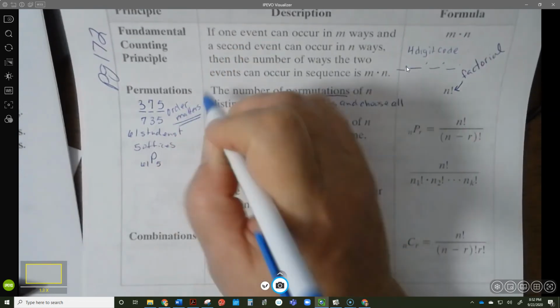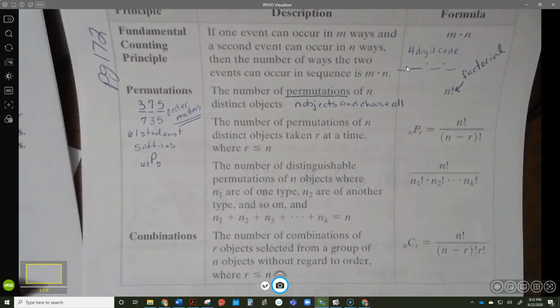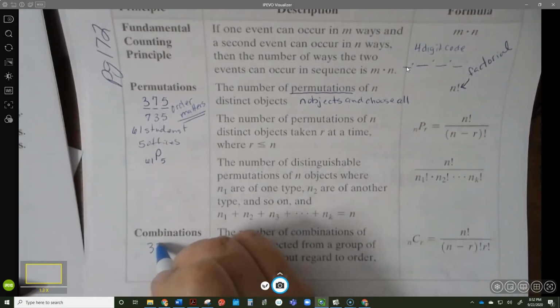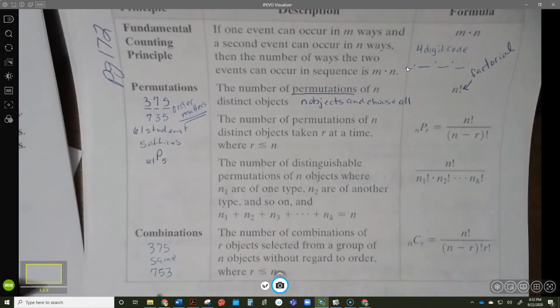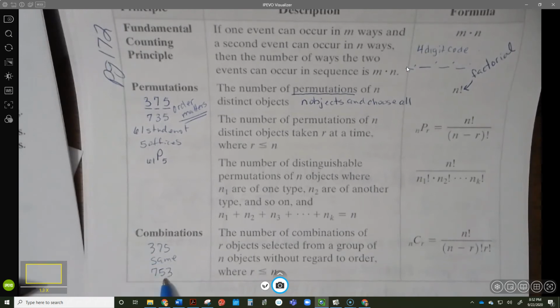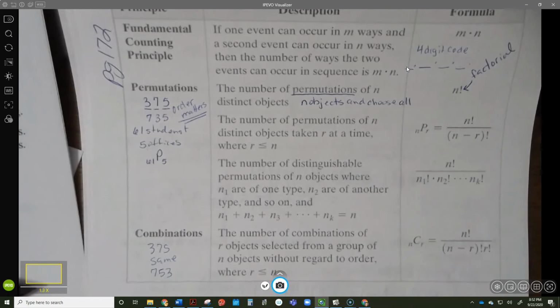And when order matters, you're dealing with a permutation. On a combination, 375 would be the same combination as 753. So that's why we don't call it a combination lock, because this is obviously not the same lock. But in combinations, this outcome and this outcome are considered the same outcome because order doesn't matter. And I'll give you some examples of that.